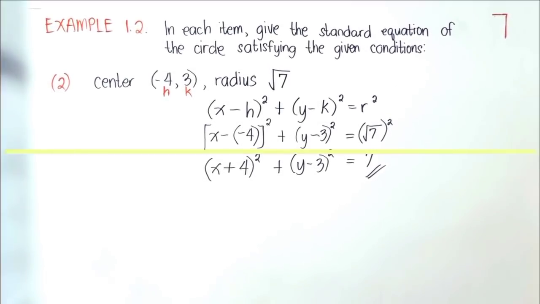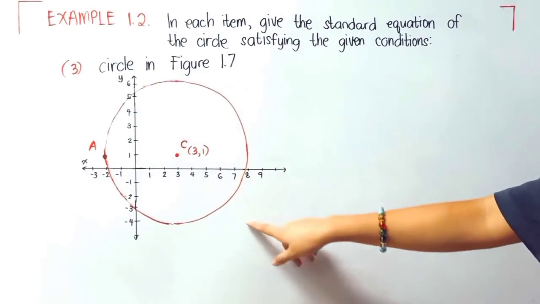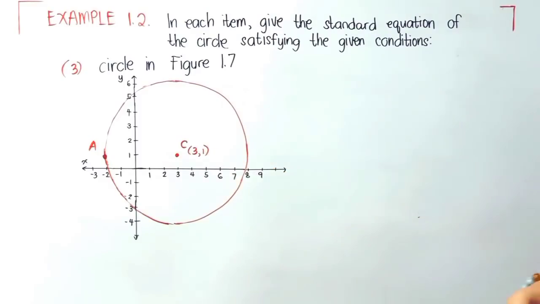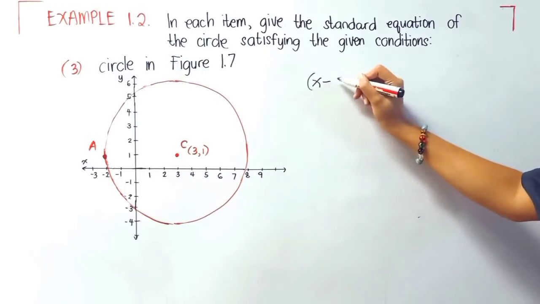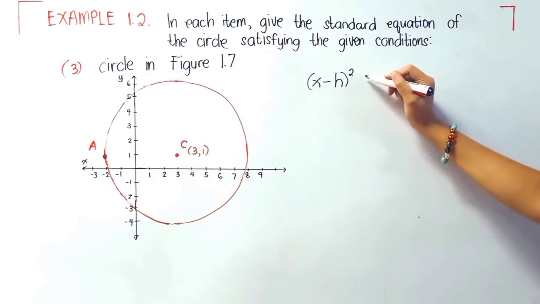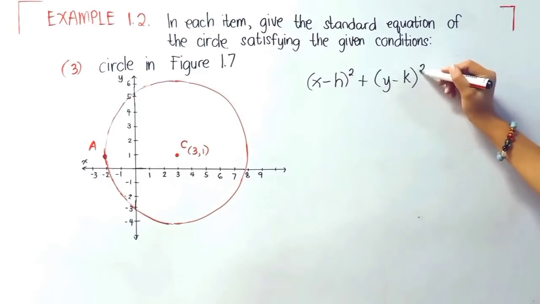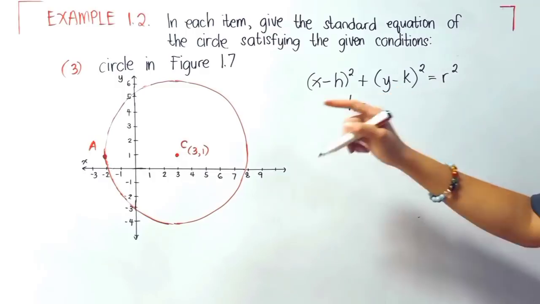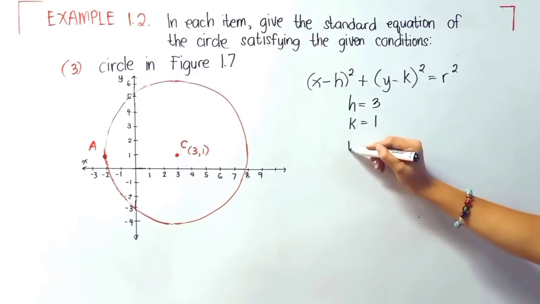Let's now proceed to problem 3. We will consider the circle in figure 1.7. As you can see, the circle here, having the center 3, 1, is not in the origin. So we'll be using x minus h quantity squared plus y minus k quantity squared is equals to r squared. Now our h is 3, our k is 1.